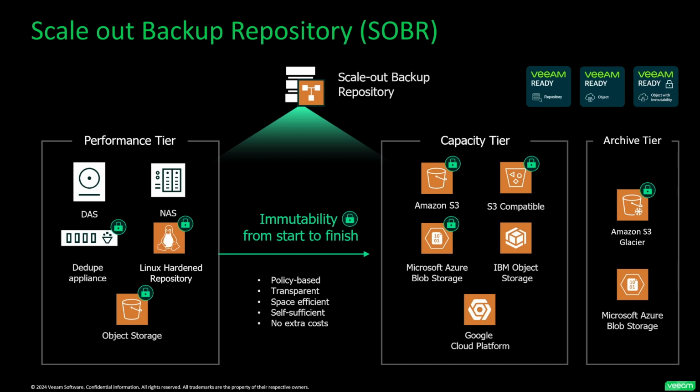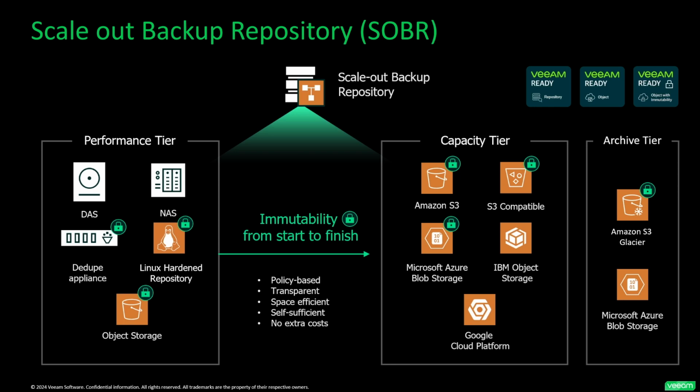How does it look? In the performance tier, you can add any type of storage. You have direct attached storage, you have NAS storage, dedupe appliance, Linux hardened repository, even object storage in the performance tier. It can be immutable, and it allows you to leverage the policy-based move or copy to the capacity tier. In the capacity tier, you can have any object storage you want. It could be Amazon S3, S3 compatible, Azure Object Storage, IBM, Google Cloud.